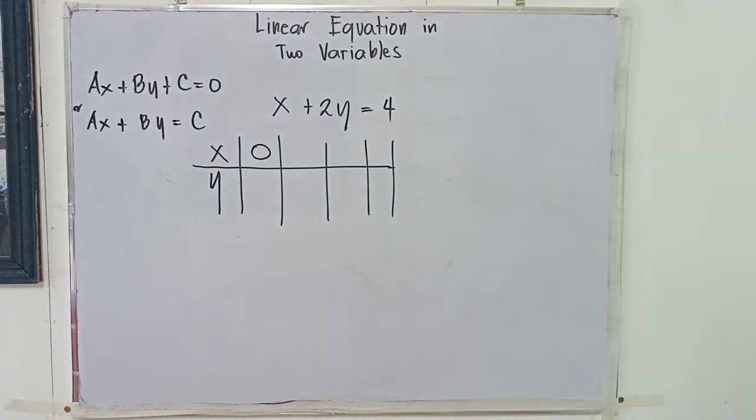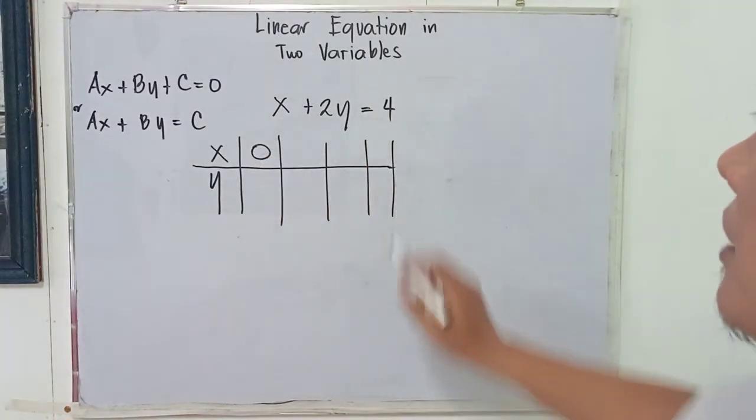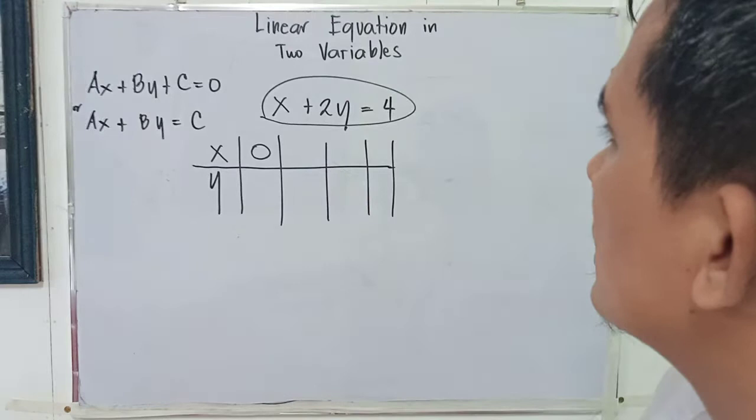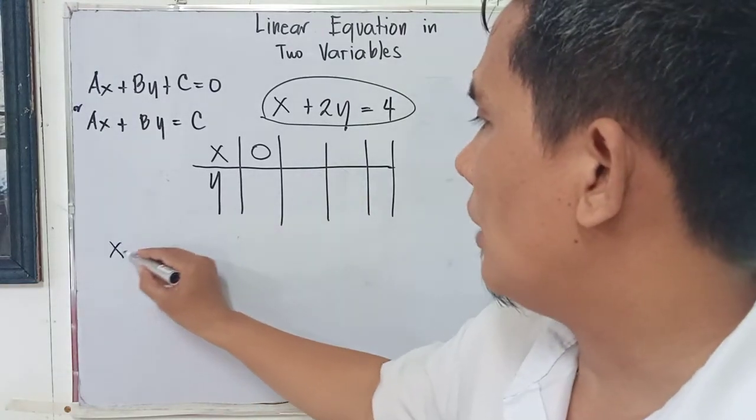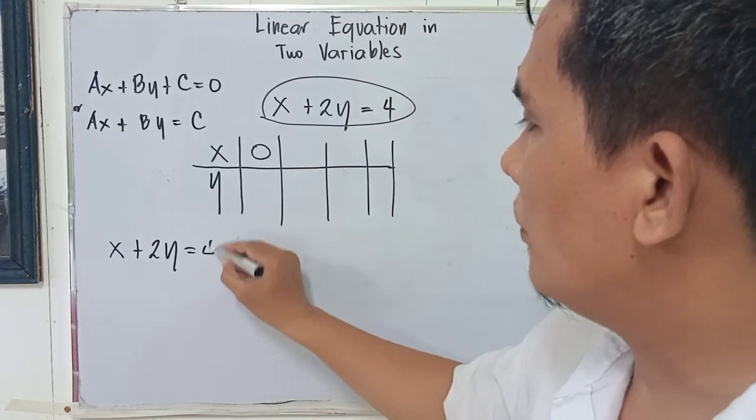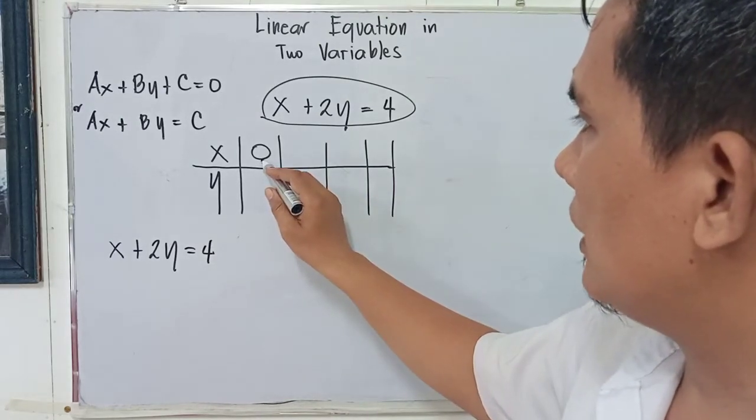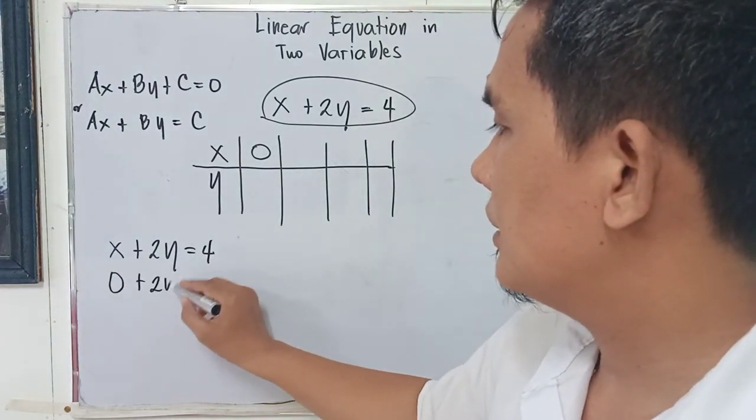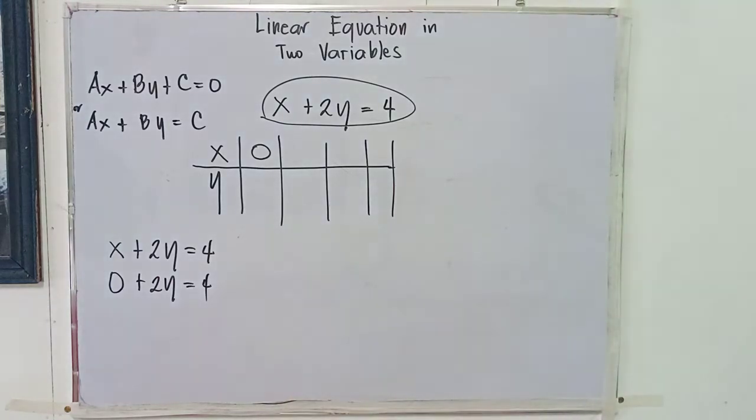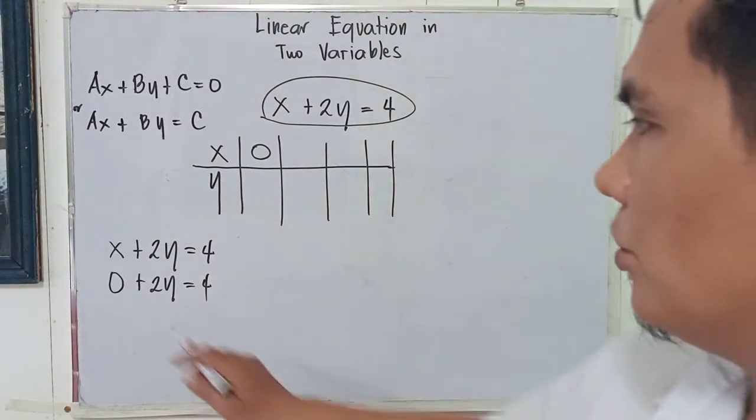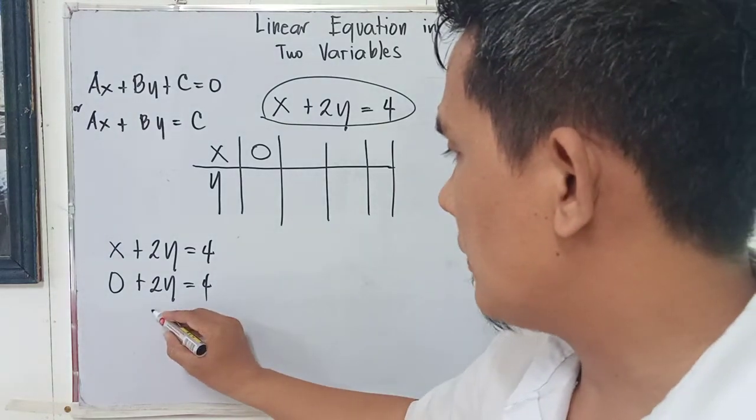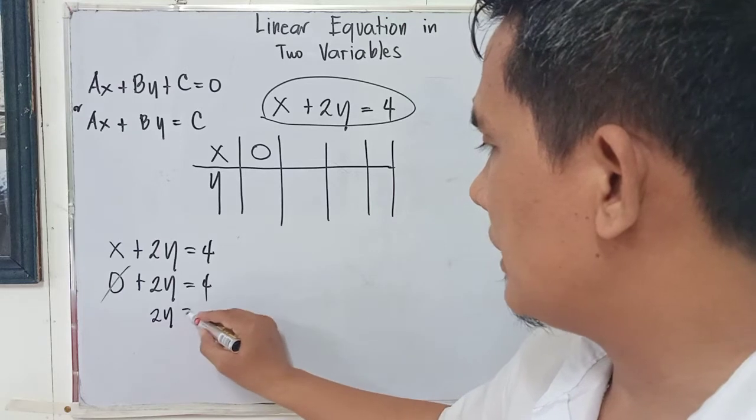Okay, 0 on x. Again, you can use any number here. So let us try to use 0 on our x. We're going to use our equation, x plus 2y is equal to 4. Since our x is 0, we're going to replace x with 0. So this becomes 0 plus 2y is equal to 4. Since x is 0, it does not have a value other than 0, so we can disregard 0 and focus on our 2y equals 4.